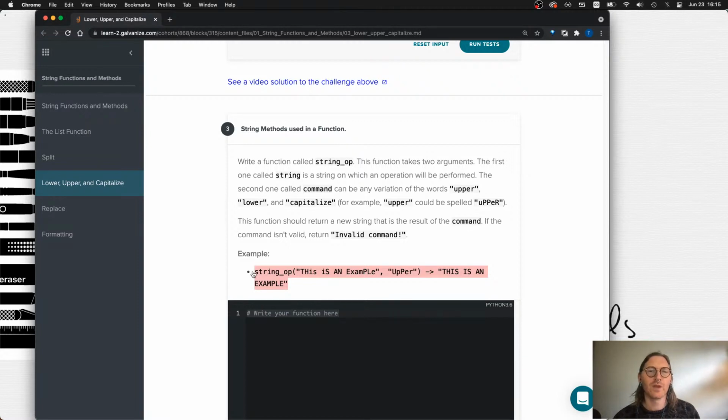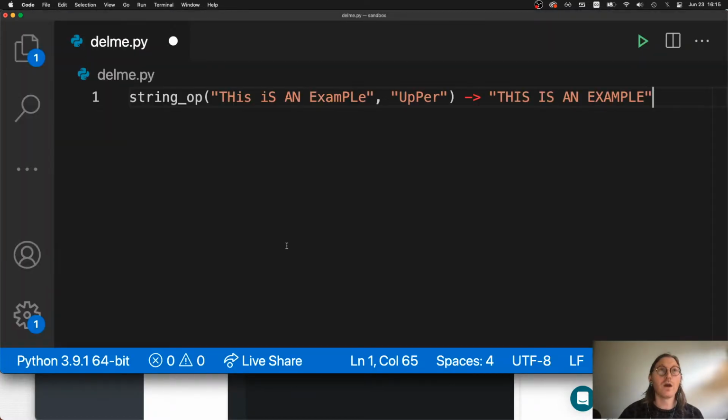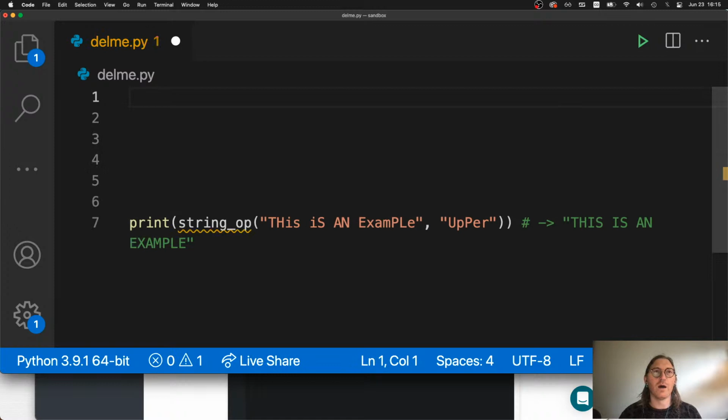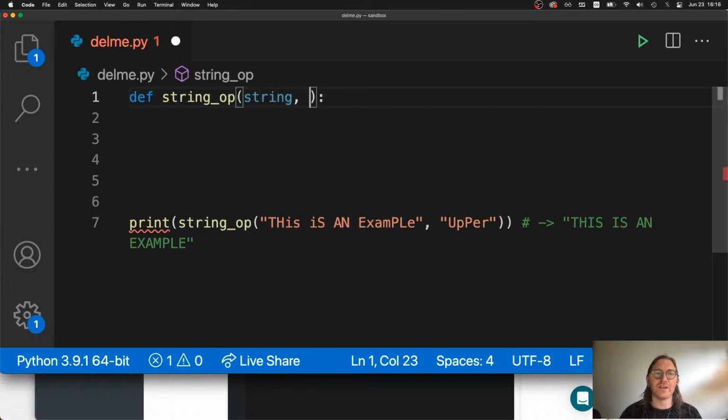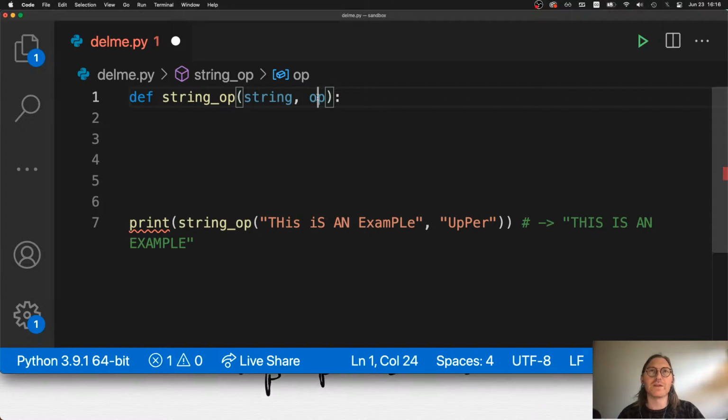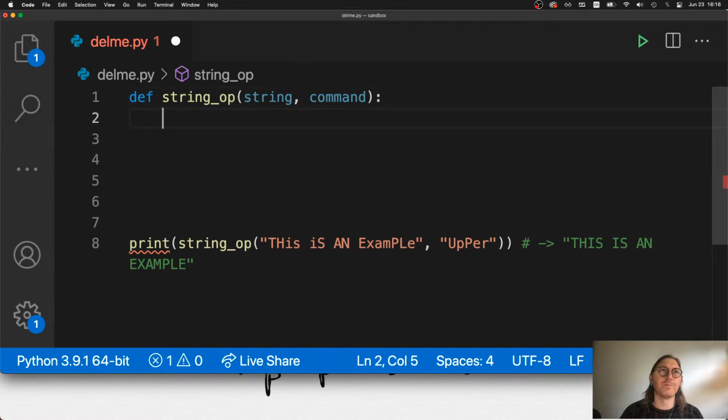So let's grab this. And yeah, let's go ahead and work through this. So if we call string up, we should expect to see that result. So let's do it in Python. Let's do def string up, and we're going to pass in a string. That's our parameter, and we're going to pass in an operation. We're calling it command, I'm sorry. So not operation, but we'll call it command.